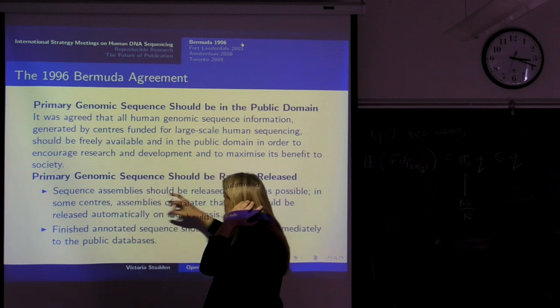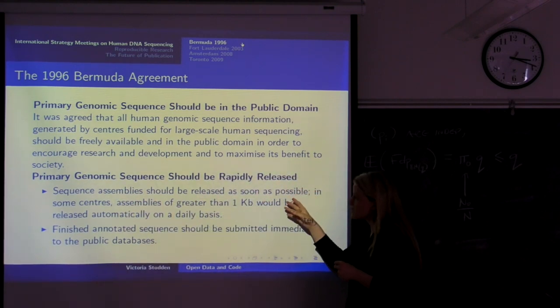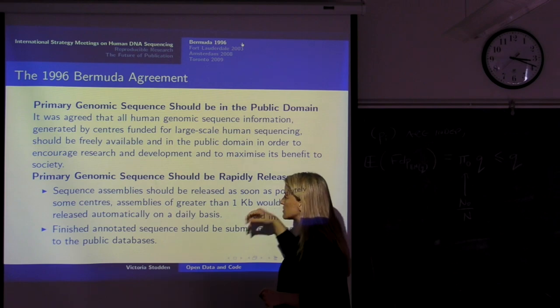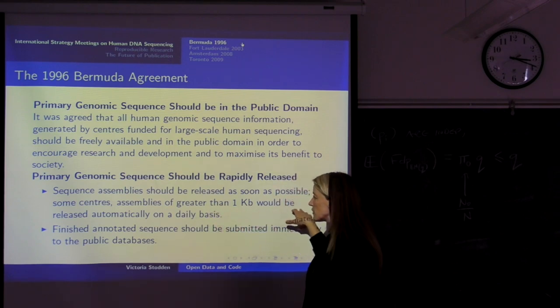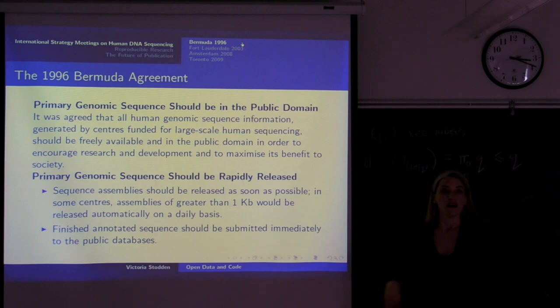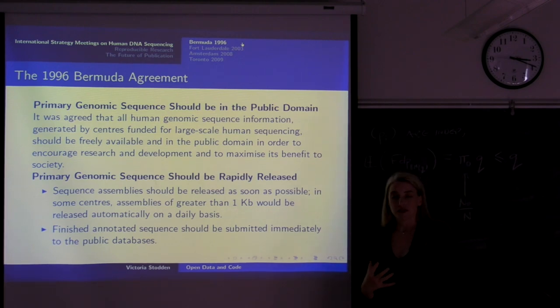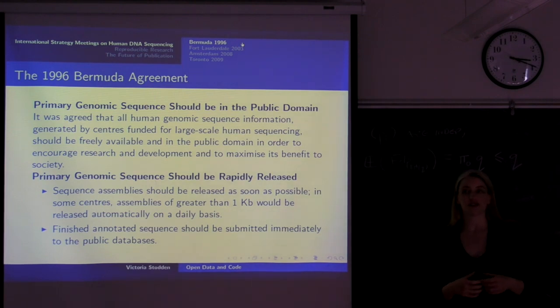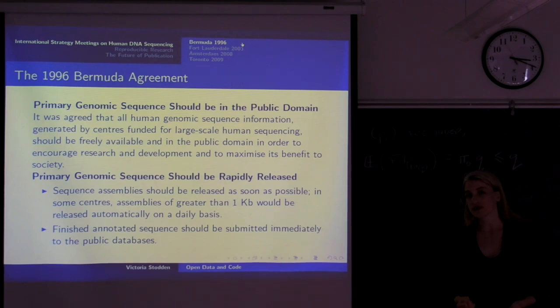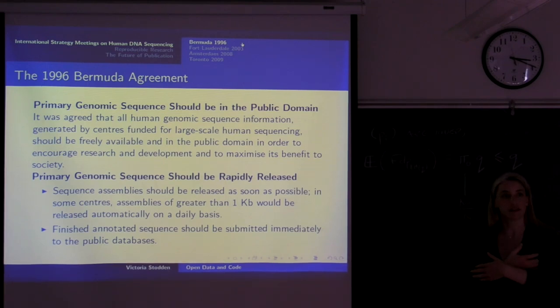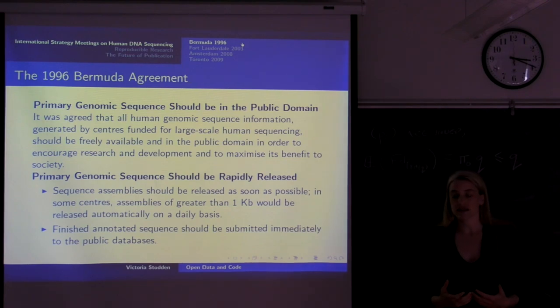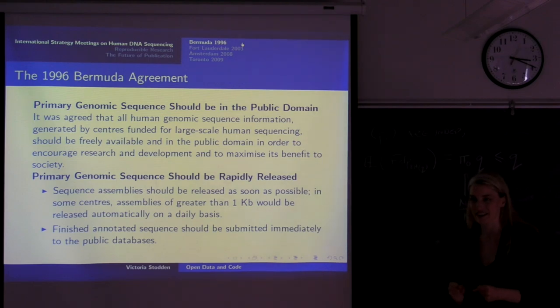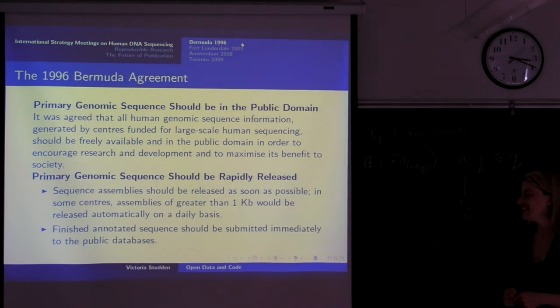Okay, primary genome sequence should be rapidly released. So sequence assembly should be released as soon as possible. In some centers, assemblies of greater than 1 kilobase would be released automatically on a daily basis. So they also were addressing the sequester issue. When you start paying attention to discussions of open data and scientific research, very quickly embargoes and sequesters come up. People want to give themselves time to analyze all the data. You know, then when I'm ready, I'll get it out there, after I've extracted every possible paper from the data that I can.